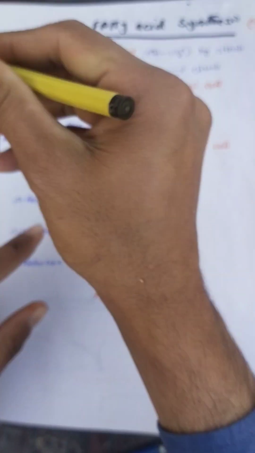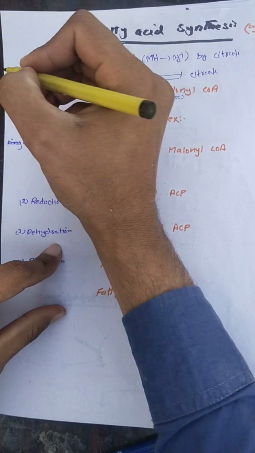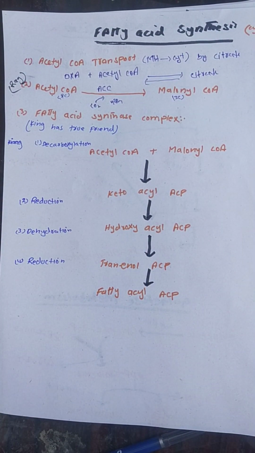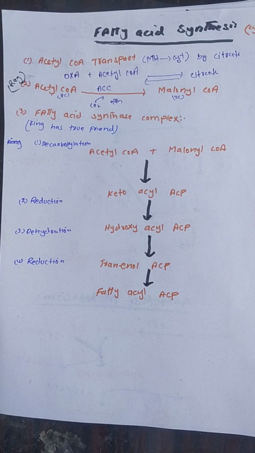We should know that this is very important. Why? Because this is the regulatory step of fatty acid synthesis. In the MCQs they can ask which of the following enzymes is the regulatory enzyme of fatty acid synthesis. The right option will be acetyl CoA carboxylase.